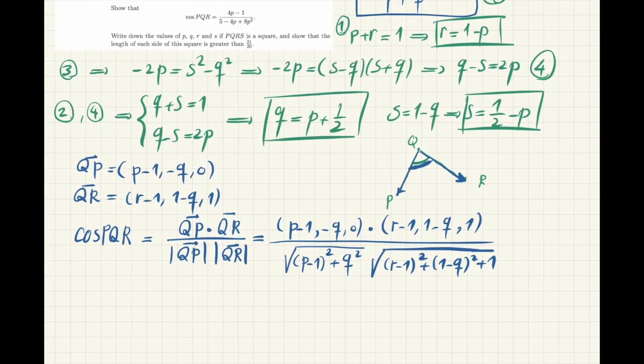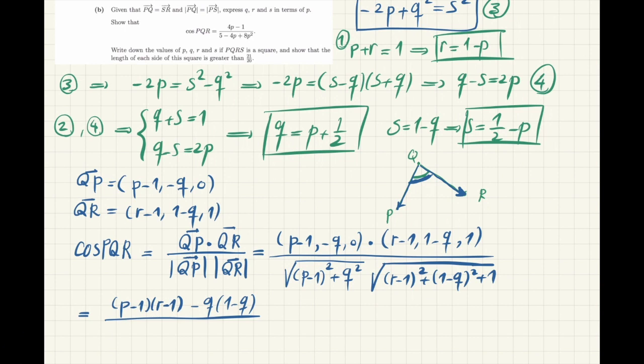Okay, and then what happens? Let me do this inner product. I need to multiply this by that, this by this, this by that, and then add the results. So it becomes P minus 1 times R minus 1, and then I have minus Q times 1 minus Q. The next one is of course 0. And if you don't mind, let me calculate these powers. So it becomes P squared, minus 2P plus 1 plus Q squared for the first one, and the second one becomes R minus 1 to the 2. So I would say that probably this is not a very good way. So let me keep them in that way for the time being.